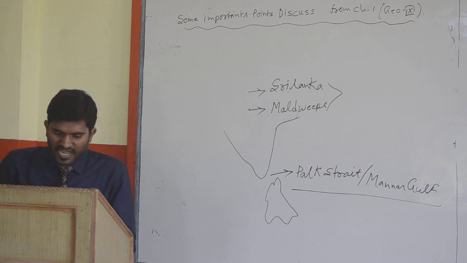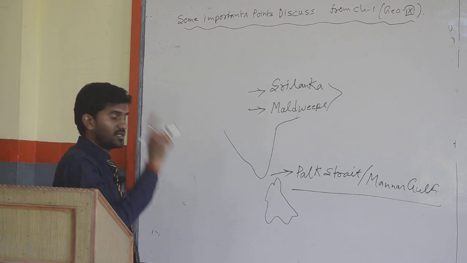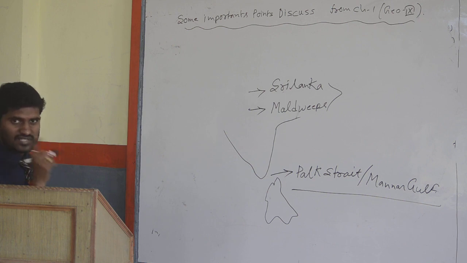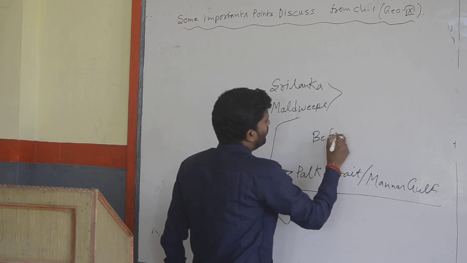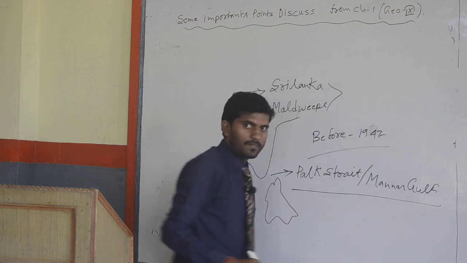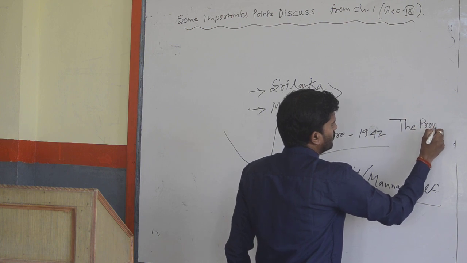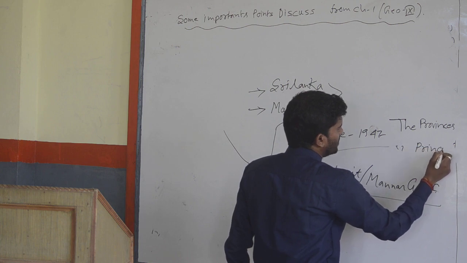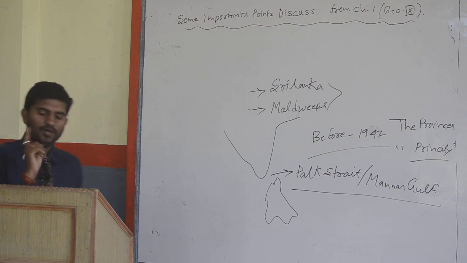Mention the types of states in India present before 1947. Very important points. Name the types of states before 1947. One of them is provinces, and the other is princely states. There are two types of states before 1947.